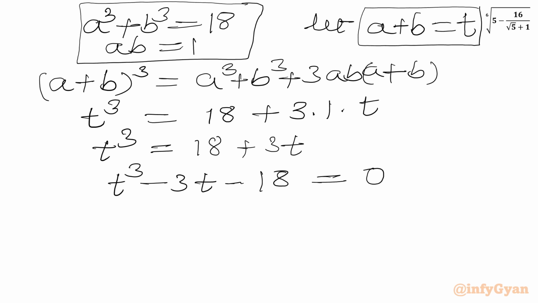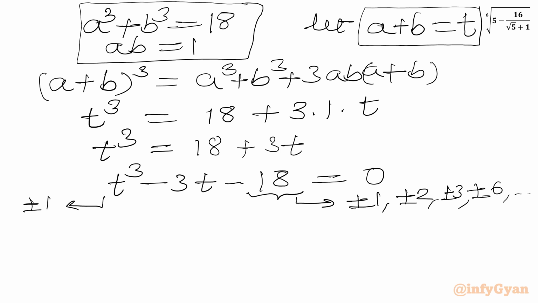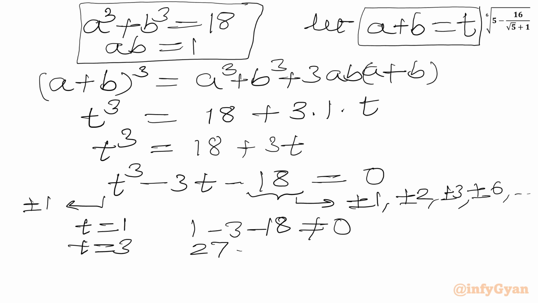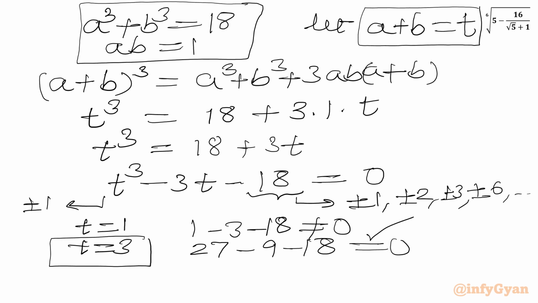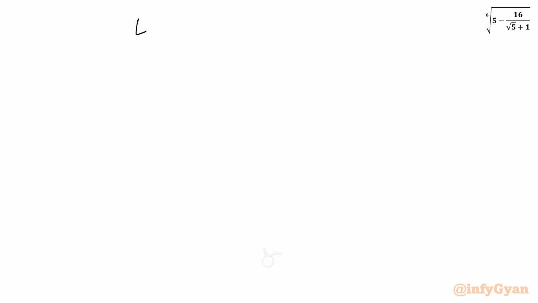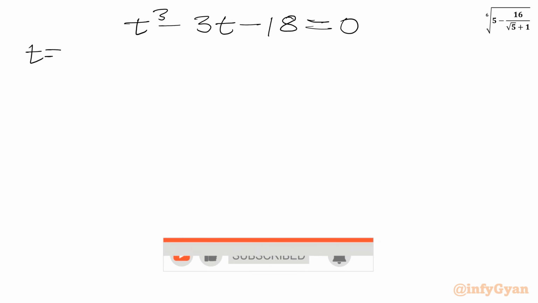Now I will use the rational root theorem and the synthetic division method. So I need to know the factors of the constant 18. So I can write plus minus 1, plus minus 2, plus minus 3, plus minus 6, and so on. Leading coefficient is 1, so we will write plus minus 1. If I plug in t equal to 1, will it satisfy? 1 minus 3 minus 18? No. t equal to 2, 8 minus 6 minus 18? No. t equal to 3. So 3 cube is 27 minus 9 minus 18. Yes, this is true. So I will say t equal to 3 is our base solution. Let me write t cube minus 3t minus 18 equal to 0 with base solution t equal to 3.